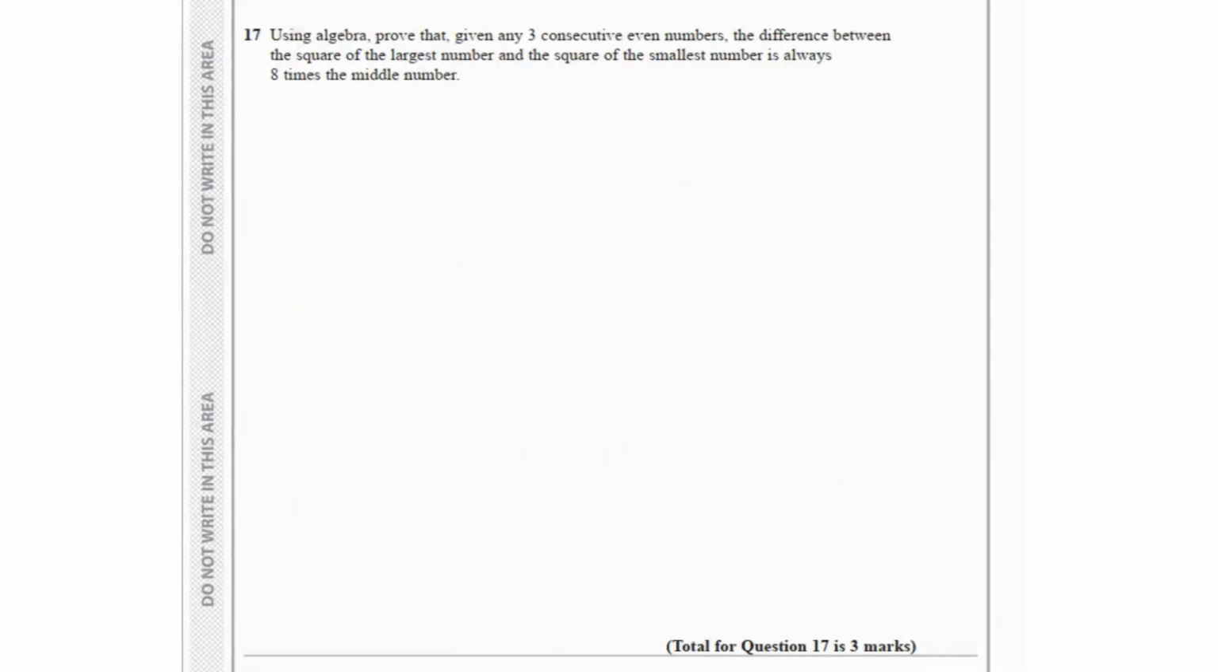The next question says, using algebra, prove that given any three consecutive even numbers, the difference between the square of the largest number and the square of the smallest number is always 8 times the middle number. So let's have three consecutive even numbers first. We can say 2x, 2x plus 2, and 2x plus 4. These are our three consecutive even numbers.